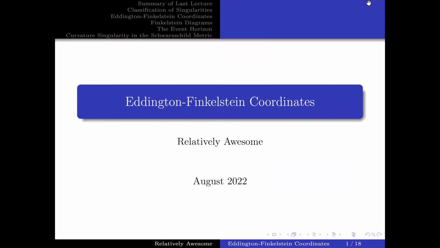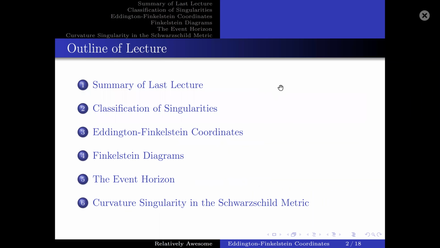Greetings. The following is part of a series of lectures on black holes. In this particular lecture, we will try to extend the Schwarzschild geometry using Eddington-Finkelstein coordinates. The outline of this lecture is as follows.